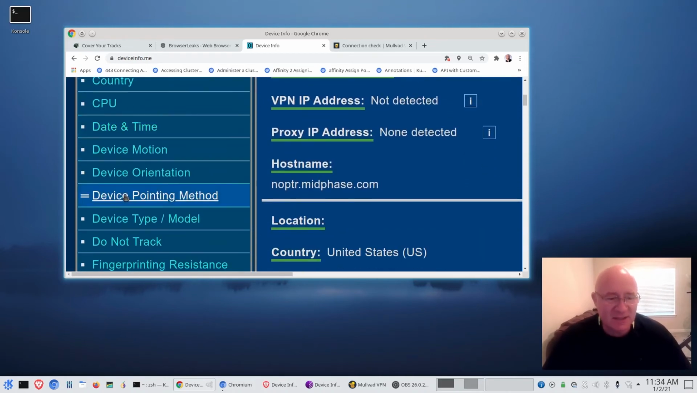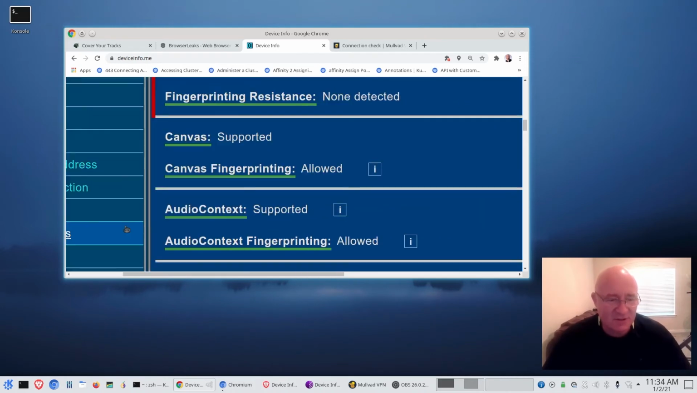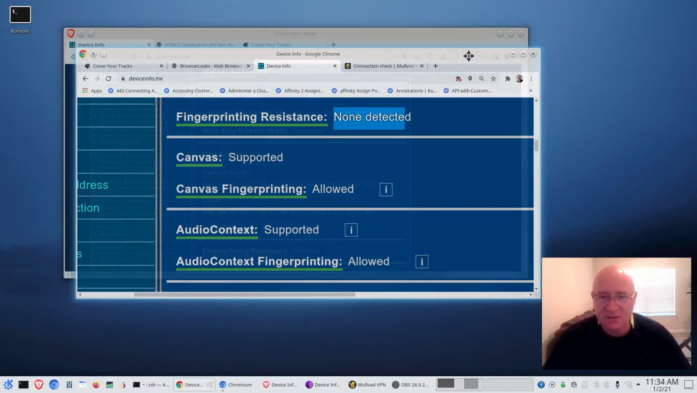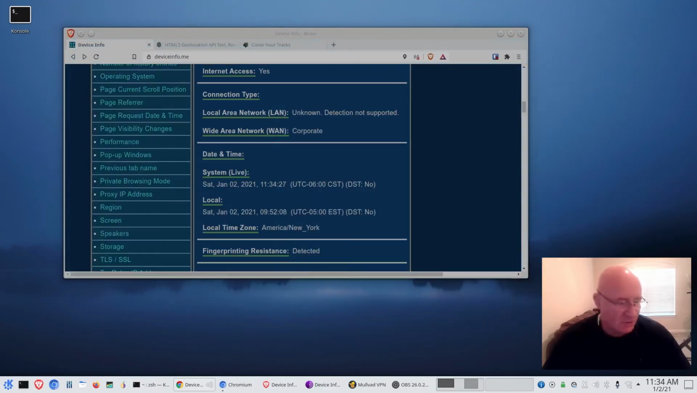Again, you can go to these sites and take a look. Fingerprinting resistance: none detected. So this particular tool will know if I'm trying to resist fingerprinting, right? If I'm trying to resist fingerprinting, then why would I want to do that? Why would I want to remain private, I guess, in today's age? So let's go to something different.